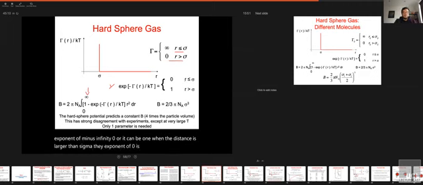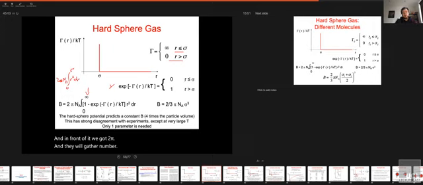So we have this integral from 0 to infinity. What we do is split the integral into from 0 to sigma and from sigma to infinity. From sigma to infinity, that integral is going to be equal to 0, so it doesn't do much. But from 0 to sigma, we are going to have 1 over here. So it becomes the integral of r squared dr from 0 to sigma. And in front of it, we have 2 pi and the Avogadro number.